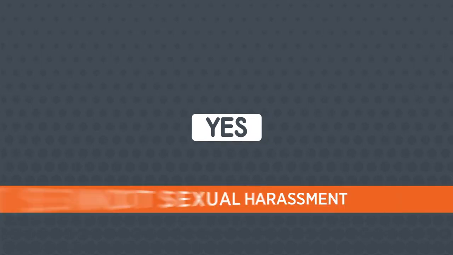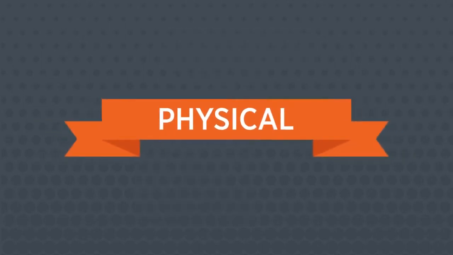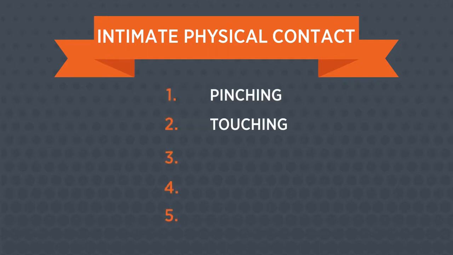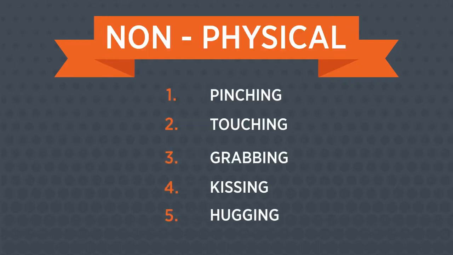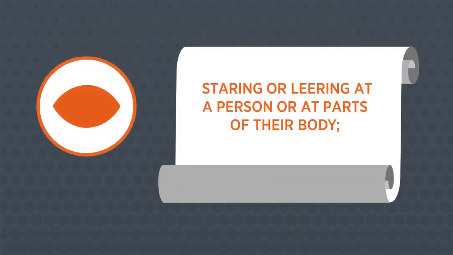If the behaviour is consensual and reciprocated, it is not sexual harassment. Examples of sexual harassment can include physical, intimate physical contact such as pinching, touching, grabbing, kissing, or hugging. Sexual assault. Non-physical, staring or leering at a person or at parts of their body.